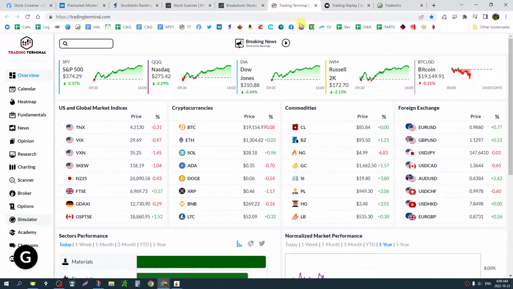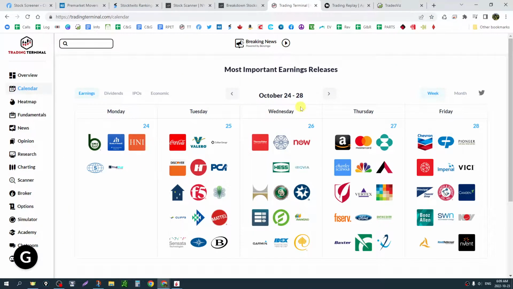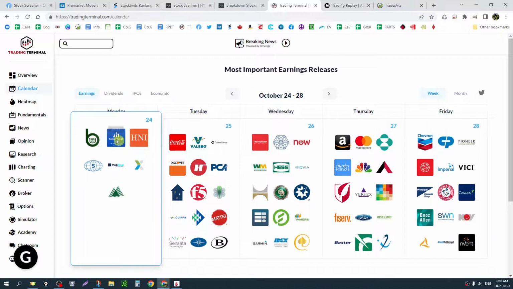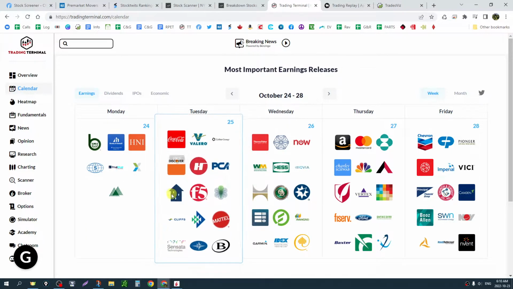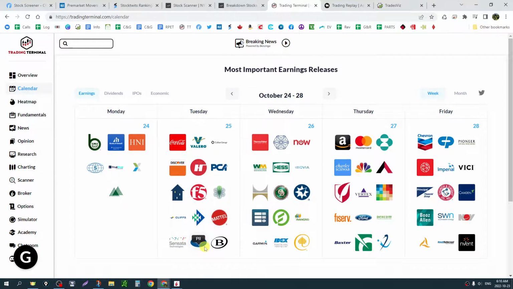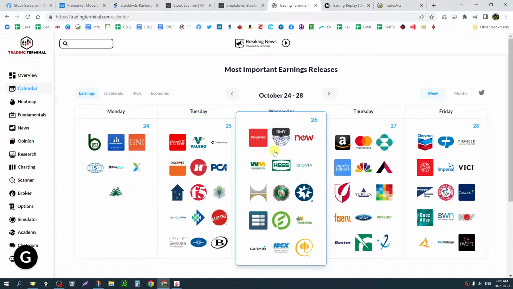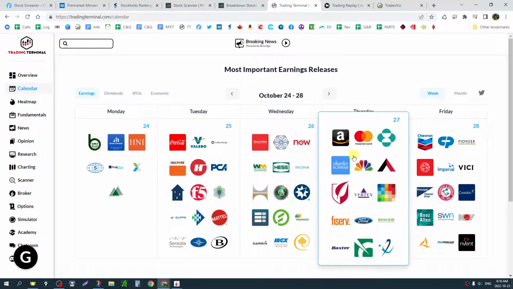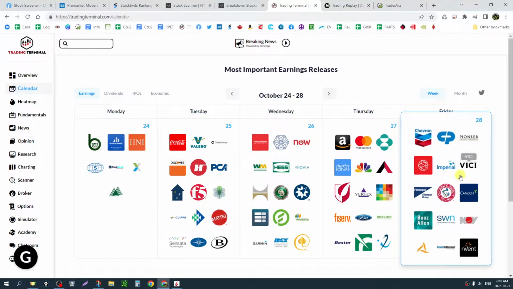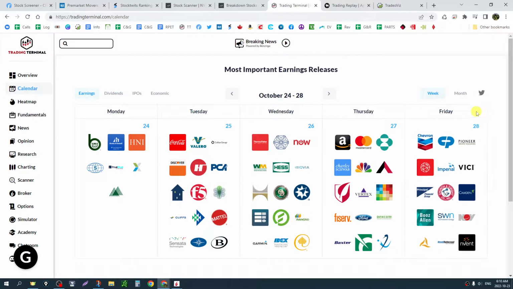Trading Terminal, I love this program. One of the best things is the stock releases, earning releases. So let's look on the 24th, which is Monday. Just a quick glance, nothing there. Coke is reporting on the 25th. Nothing big there. Let's see, nothing big there. Amazon, MasterCard. What else?